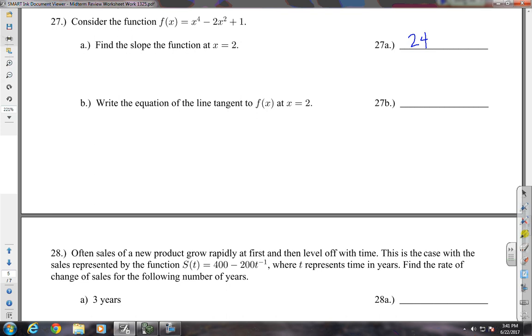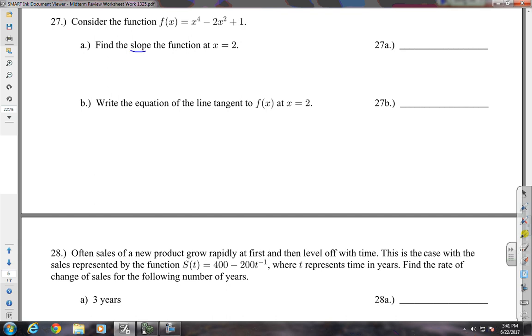In this section of our videos, I'm going to be working problems 27 through 30 regarding the application of derivatives. So let's begin with problem number 27. Consider the function f of x equals x to the fourth minus 2x squared plus 1. Find the slope of the function at x equals 2.